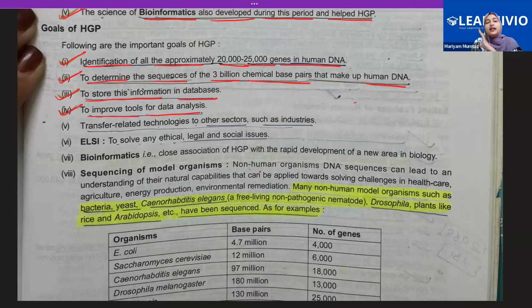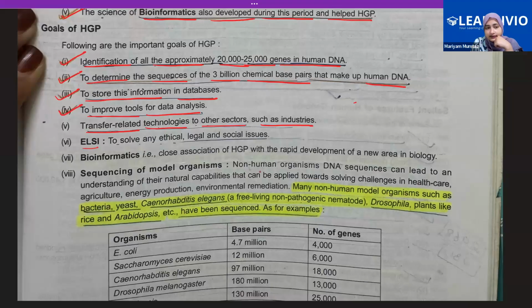And then once they are filled with the knowledge of all of it, they wanted to transfer the related technologies to other sectors, such as industries. Like you people know that there are medicine industries, right? There are industries that make medicines, there are industries that make vaccinations and stuff. So if, let's just say, there's any company that would know the way the human genome is there, they can make better medicine so that it will be more effective according to the genes that the human being has. Okay.